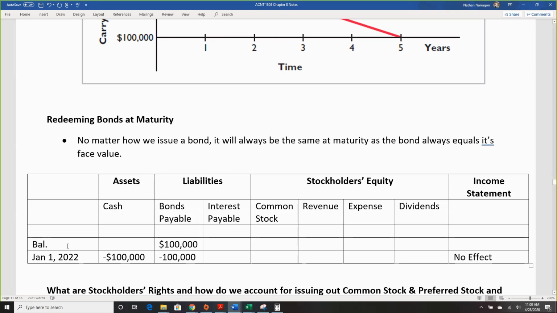So balance of bond was $100,000. We're going to pay cash of $100K and decrease the bond by $100,000. That's all we're going to do. That's really all the book wants you to know about bonds.